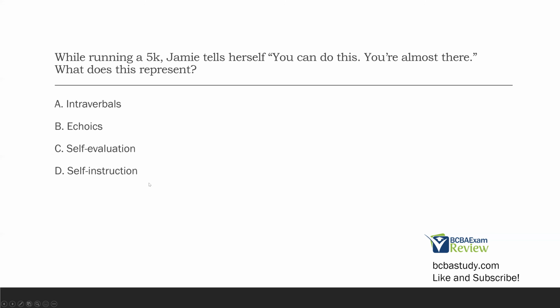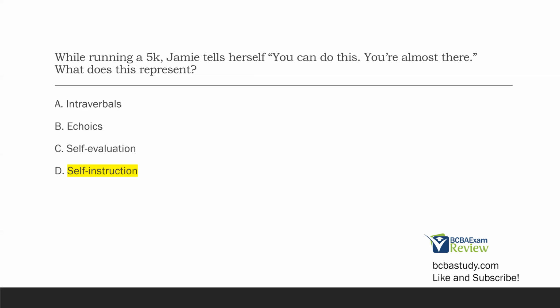So we're looking at self-evaluation and self-instruction. Well, what is self-evaluation? Self-evaluation, taking your performance and comparing it to a goal or a criterion. Is Jamie comparing herself to anything? No. What is she doing? She's using verbal behavior, okay, as a response prompt, right? Keep going. You can do this. You're almost there. This is self-instruction, okay?